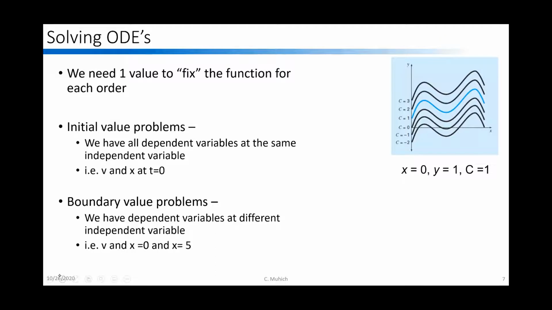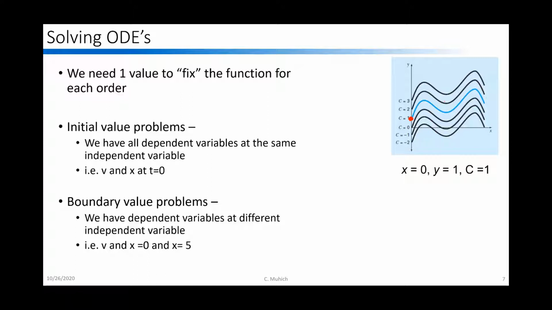So let's specify a little bit more clearly what distinguishes an initial value problem from boundary value problems. An initial value problem is a case where we have all of our dependent variables at the same independent variable. So in our first order case, if I know information here, I can solve this out.